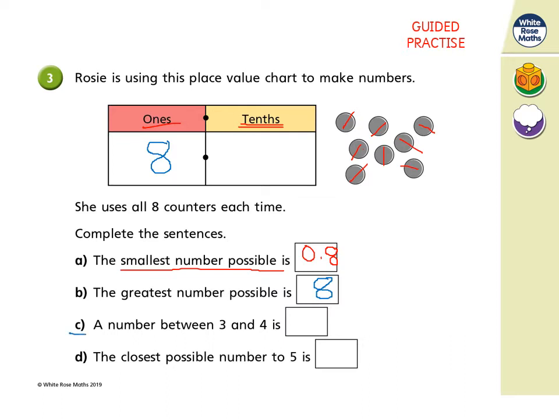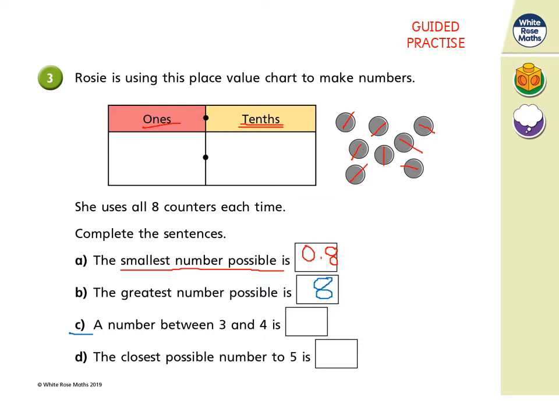Now, C is asking me to create a number between 3 and 4. So how many counters do you think I need in my ones column if I'm making a number between 3 and 4? You may want to think back to yesterday's lesson when we had the number line between 0 and 1 and our decimal numbers in between those in the equal parts.